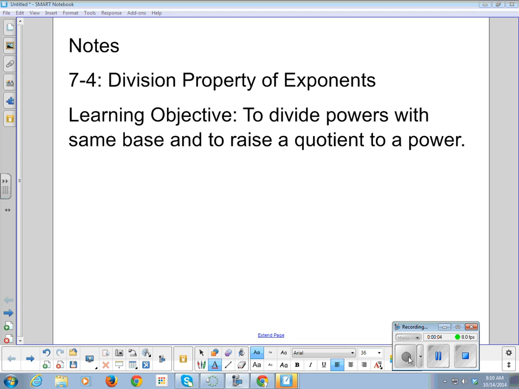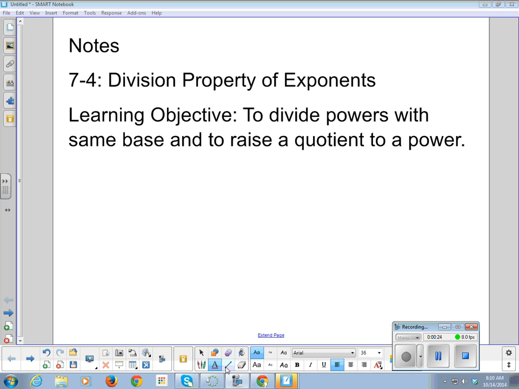All right, this is chapter 7, section 4, division property of exponents. And our learning objective is to divide powers with the same base and to raise a quotient to a power.